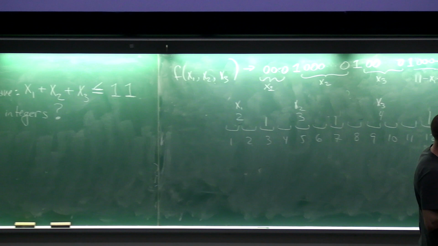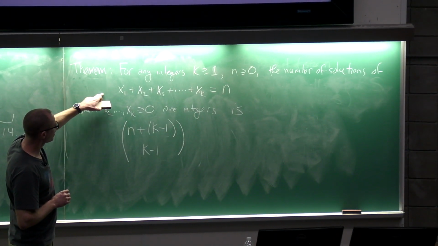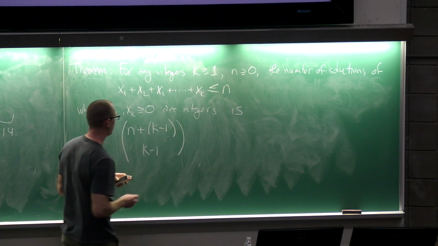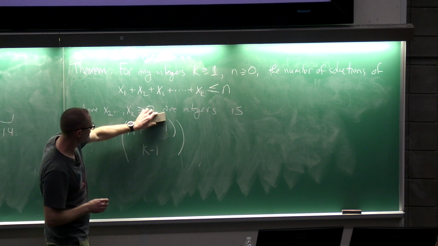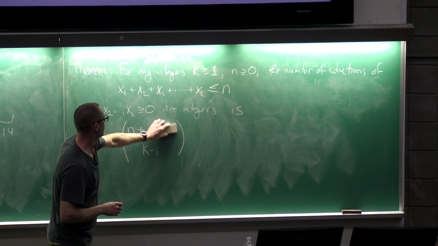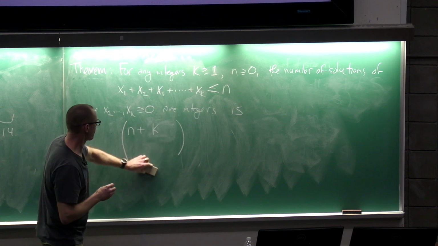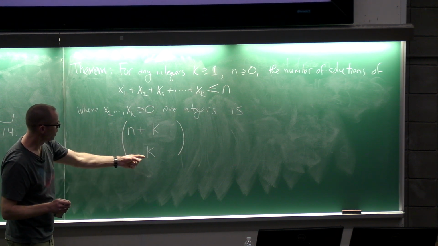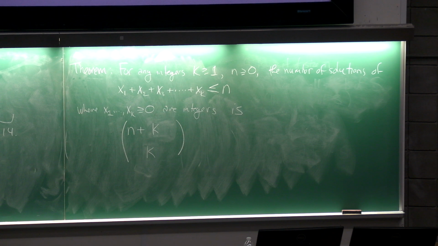And the more general theorem is, okay, same statement, except we want less than or equal to n. And instead of n plus k minus 1, it's n plus k, leaving n not chosen, and so we choose k. Hardly changes at all. Okay.